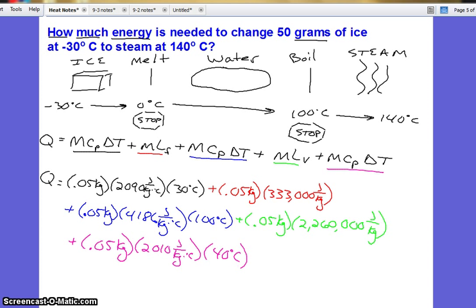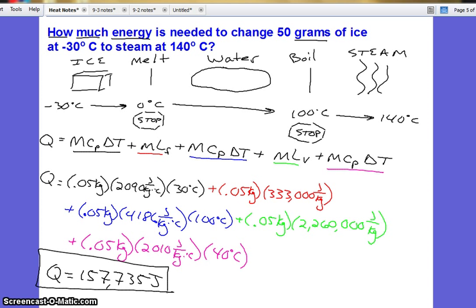And so we get an answer, and our answer comes out to be that the total heat added is 157,735 joules. Now before I leave here, just watch out for the values. Again, latent heats could be negative, and watch out whether your temperature changes are positive, an increase, or negative, a decrease.